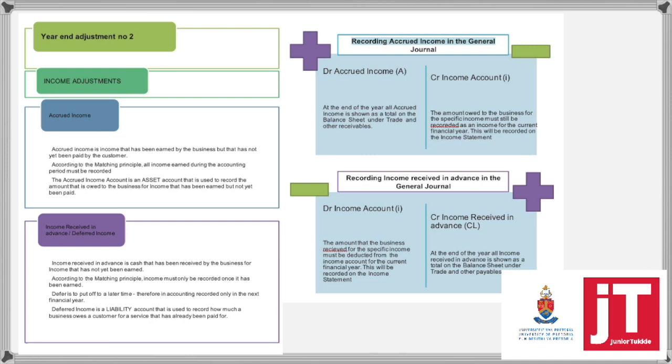How do we record income received in advance? This means we've received income that is not meant for this financial year. So that's a liability because we still owe them the service. Income received in advance is a liability because we owe the service, and it's not this financial year's cash. It's next financial year's cash. So I need to minus it off my income. The income account is overestimated, so I must minus the income account, or debit the income account.